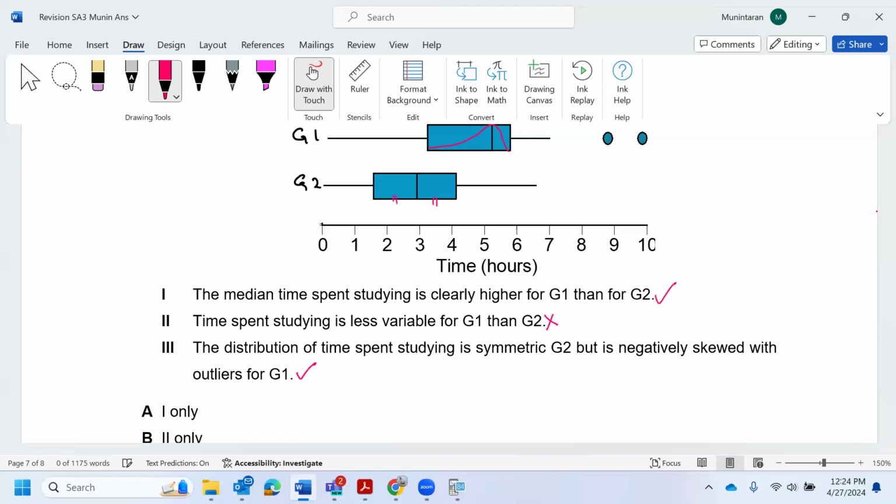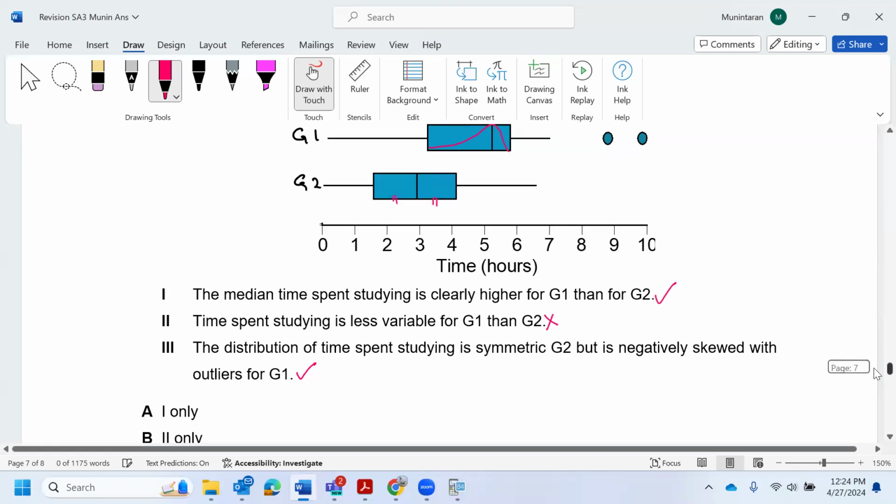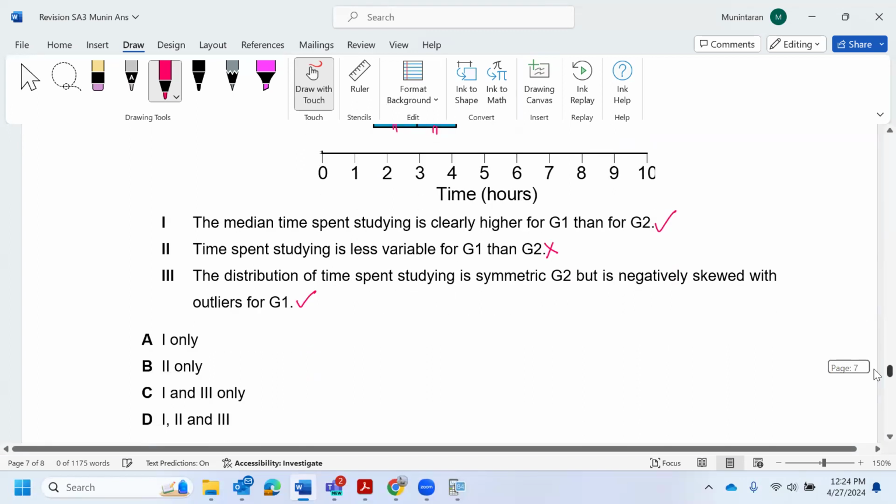So the answer should be 1 and 3 only. Do we have an option 1 and 3? Yeah, C. 1 and 3 only.